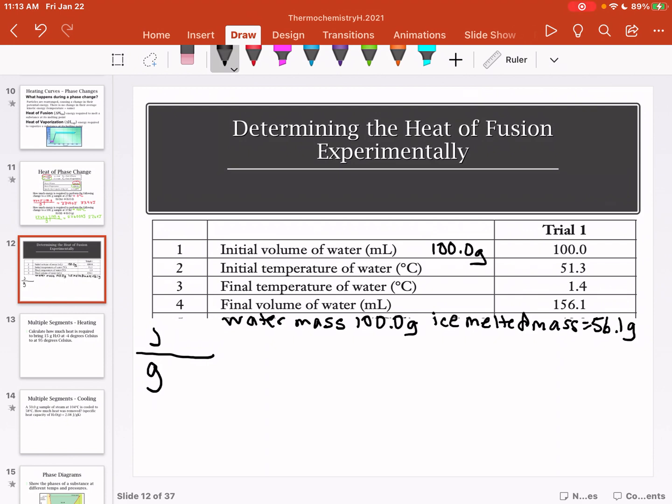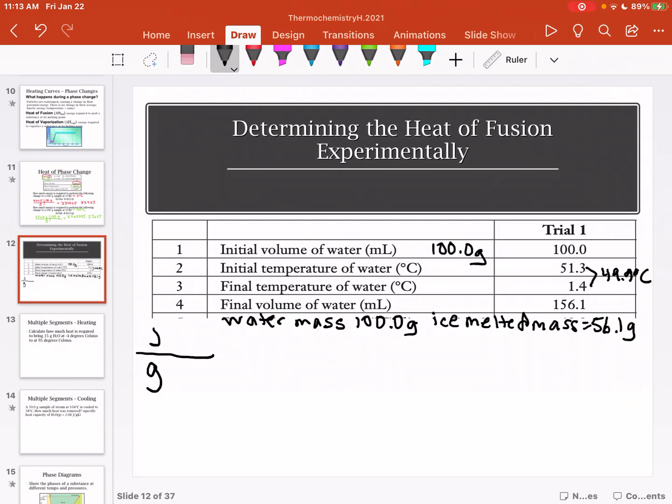And of course, we're always interested in a delta T. So hopefully we can see that once I put ice in my water, the water cooled down. And if I take the difference between the two, I can see that my delta T here is 49.9 degrees Celsius. So back to our original goal.